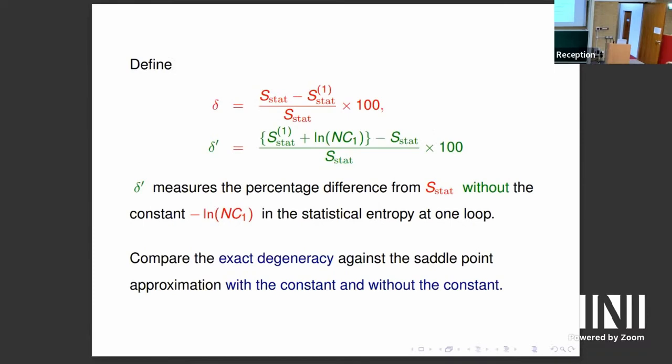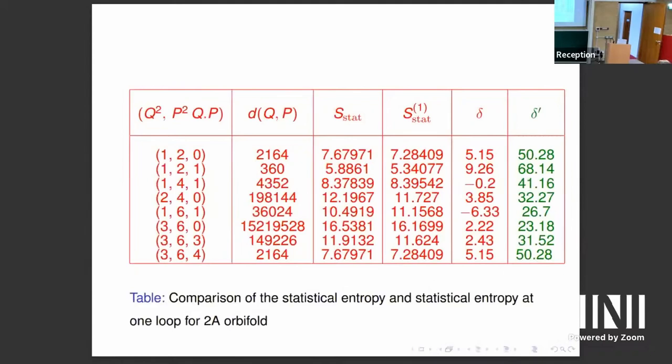Now, here are the numbers. These are very low charges, and you can see how the saddle point is working very well. This is the degeneracy. This is the log of this one, this is the log of just this one. This is the exact degeneracy; you can see it's all integers. And this is the log of this one.